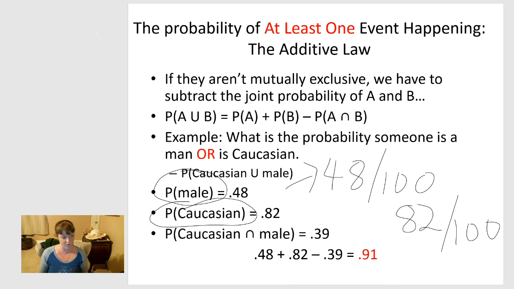And the way to do that then is to figure out the probability of being white and being a male by multiplying them together. Multiply 0.48 by 0.82, and you get 0.39. And then just subtract it out once. You add 0.48 to 0.82, and then subtract out the joint probability, 0.39. And then you have an accurate probability of the or question. The probability of being a man or being white is 0.91 at this company. 91 people out of 100 will either be white or male.